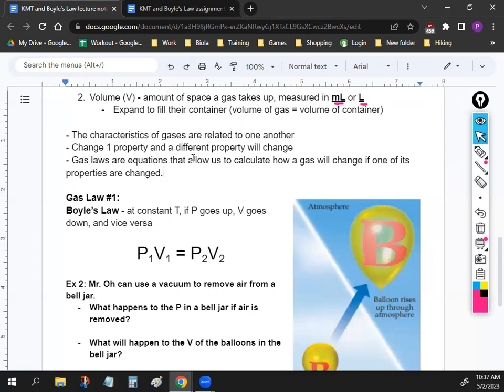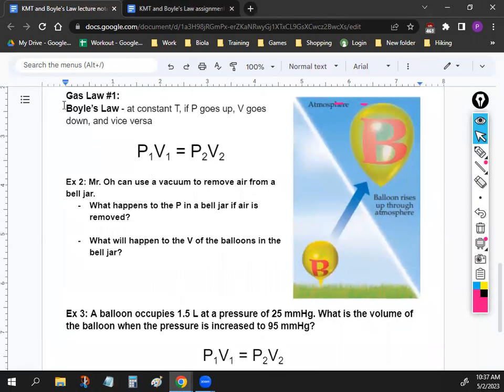Okay, so we're going to be talking about these things called gas laws. And basically, when you change one thing about a gas, another property will change as well. So the first law we're going to be talking about today is called Boyle's law. So make sure you guys write down this highlighted part.